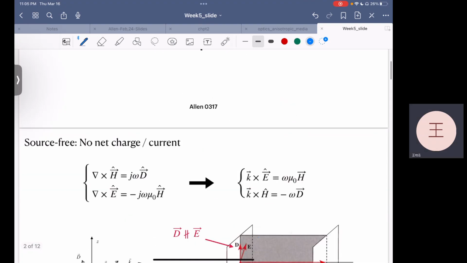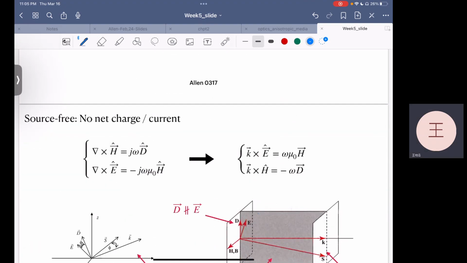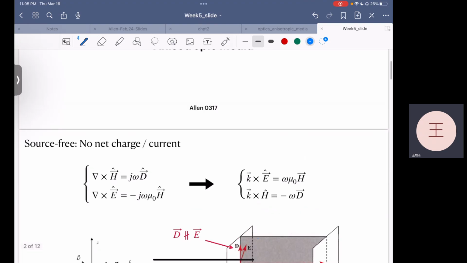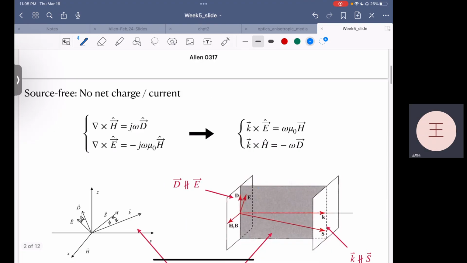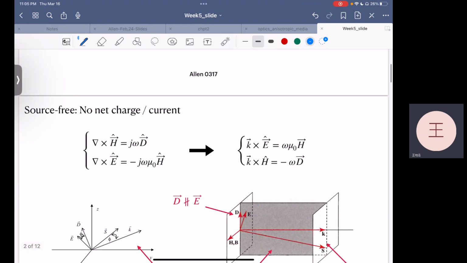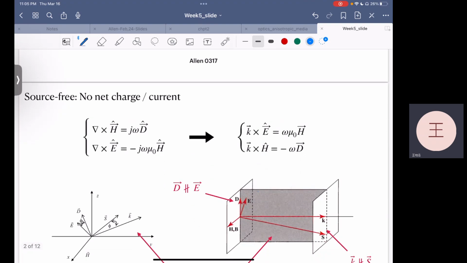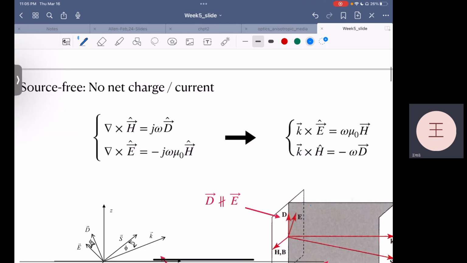So here I am. I try to use the video mode to tell the outline and the concept for my topic. Starting from the last topic, we have just stopped at the principal plane. We will now use the phasor notation to give you guys a brief review.